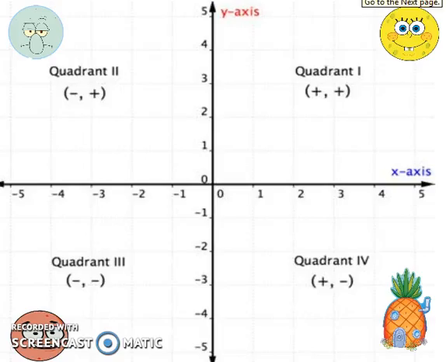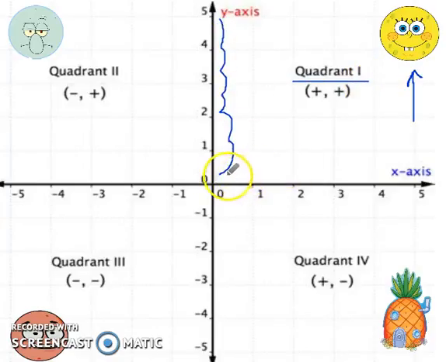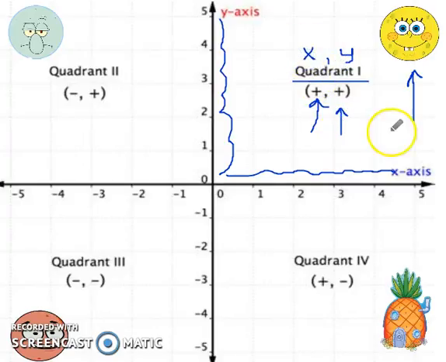What quadrants are we in? Well, if we're in the SpongeBob quadrant right here, we're in quadrant 1. Notice all of the numbers over here are positive and all of the numbers over here are positive. So quadrant 1 always has an x that's a positive number and a y that's a positive number.